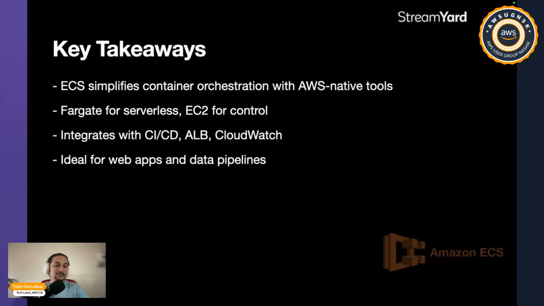ALB is your application load balancer, and CloudWatch is something that helps you with the logs and metrics for your application. So ECS easily integrates with these services like CloudWatch and ALB, and you are able to look at your application with an eagle's point of view, a bird's eye view, you can say.